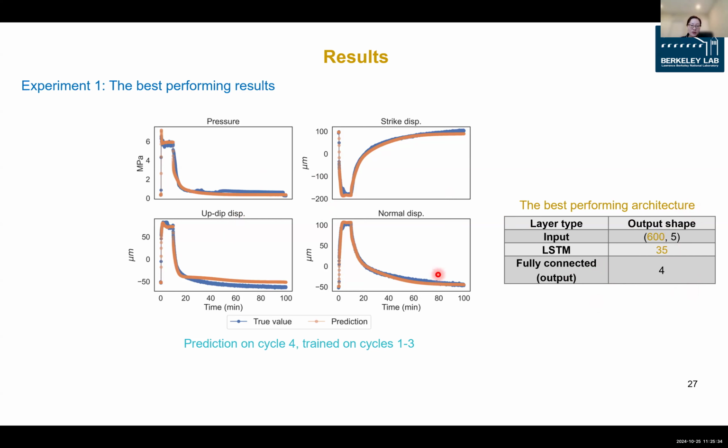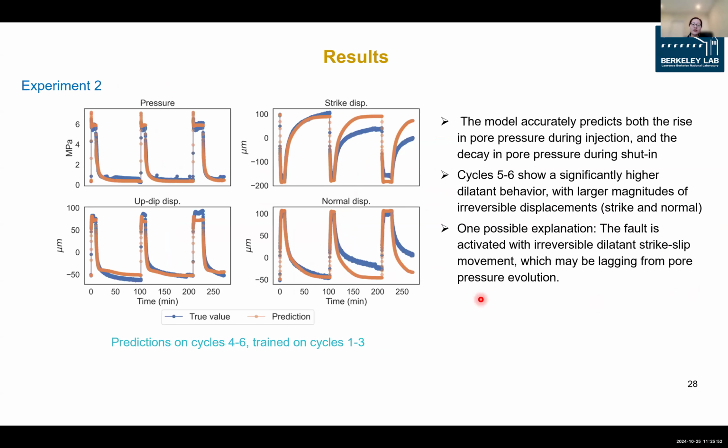So here shows the results of the best performing model, including the pressure and stress, and three components of displacements. We see that the model predicts well compared with the true value of the ground truth. Then we further use cycles 1, 2, and 3 to predict cycles 4, 5, and 6.